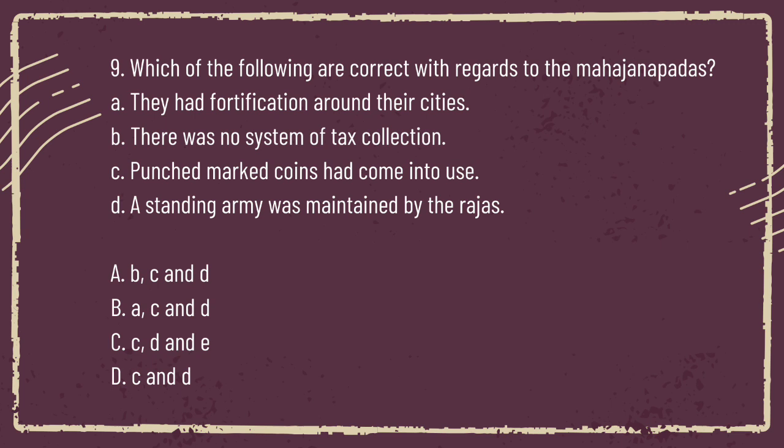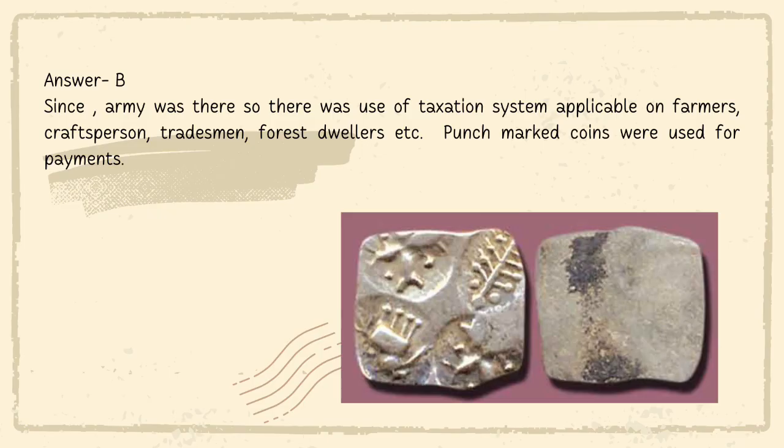Number 9, which of the following are correct with regards to the Mahajanapadas? A, they had fortifications around their cities. B, there was no system of taxation. C, punch-marked coins had come into use. D, a standing army was maintained by the Rajas. Now, let's see the answer of this first and then the explanation. The answer is B. B is ACD.